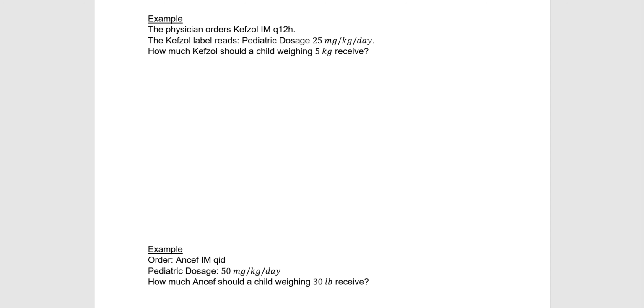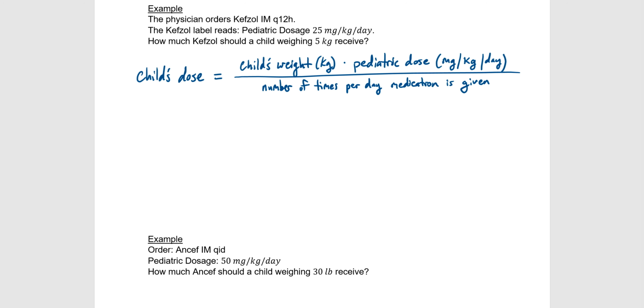So let's just start by writing down the formula. So we have the child's weight in kilograms times the pediatric dose divided by the number of times per day the medication is given. So looking up at the givens that we have up here, we have the child is 5 kilograms, so it's already in kilograms, so we don't need to do any conversion here. And the pediatric dose, which is given, 25 milligrams per kilograms per day. And the last thing that we need is the number of times per day the medication is given.